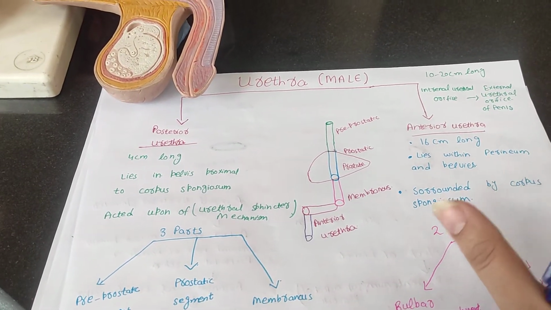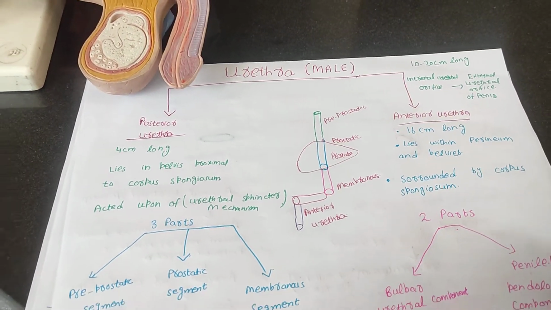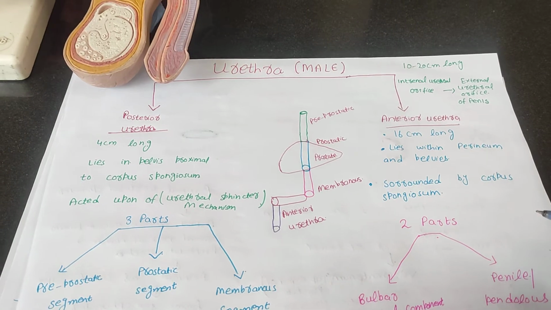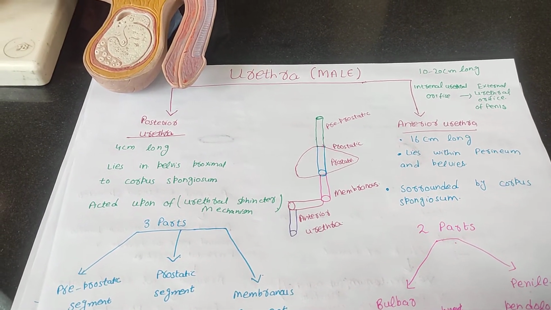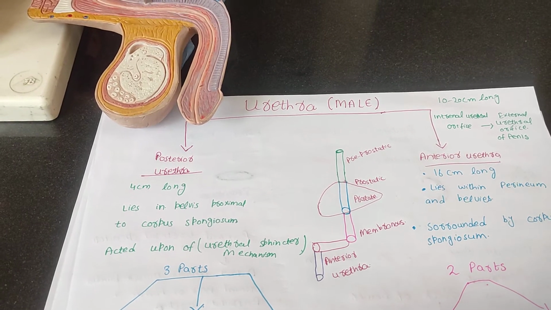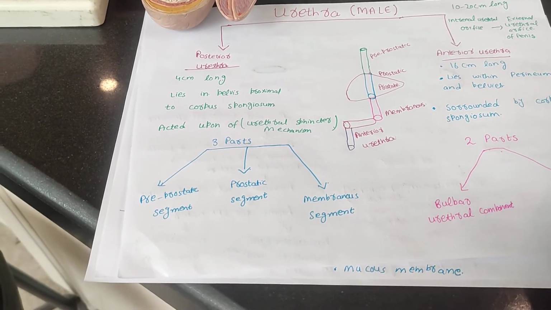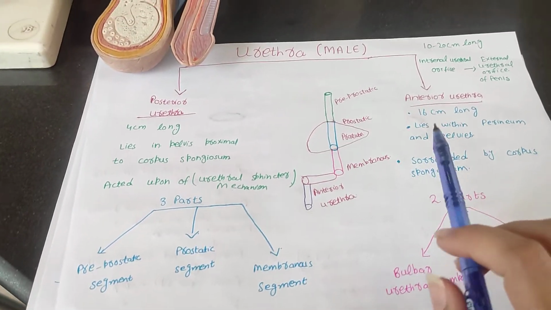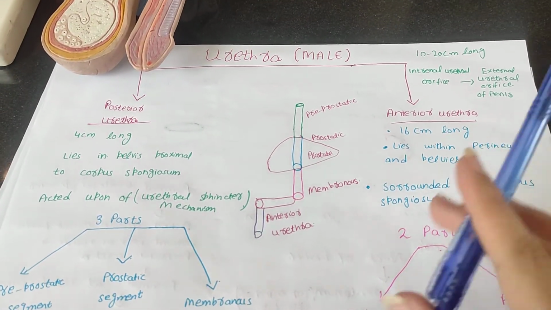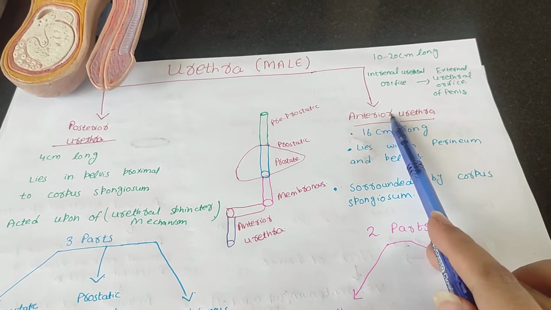Before that, you need to know there is a different anatomy of the male urethra and the female urethra. We are going to discuss the male urethra in detail. The female urethra is written very briefly in the books, and it's not often asked in the exams, but the male urethra is very important. The female urethra you are going to study by yourself. So mainly we are discussing the male urethra. It's divided into the posterior urethra and the anterior urethra.